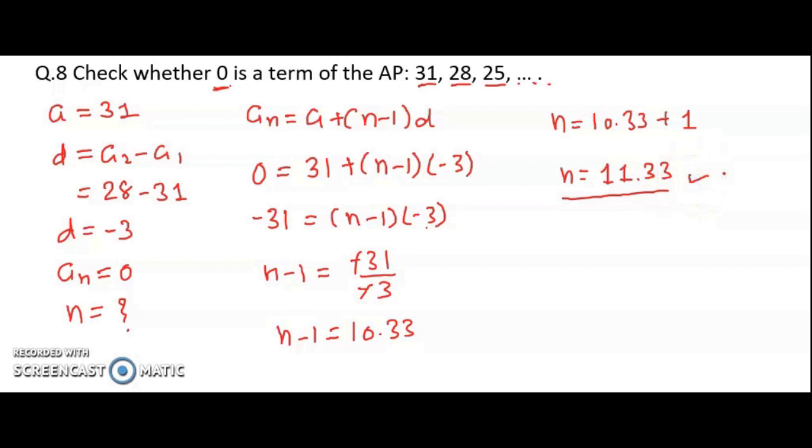which is not possible because the number of terms, either it may be 11 or it may be 12 or 13. It should be any whole number. Here we get n equal to 11.33. So the number of terms should not be in decimal point. It means we can say that 0 will not be a term of this arithmetic progression. 0 will lie between the 11th term and 12th term. 0 will lie in between its 11th and 12th term of this arithmetic progression. So the answer is 0 will not be a term of this arithmetic progression.